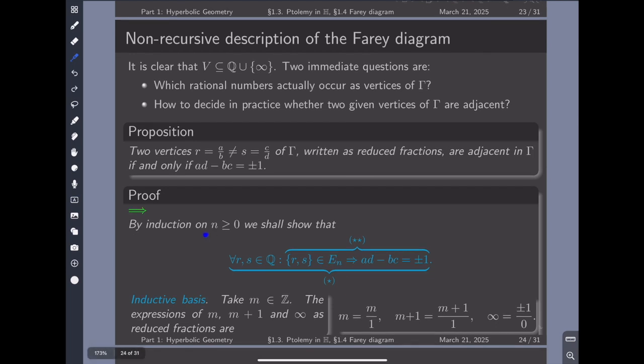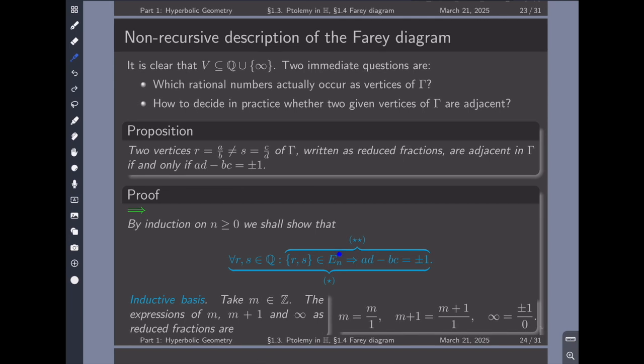So we're going to show by induction on n, so it's like by induction on the level of depth in the Farey diagram, that for any two rational numbers, it so happens that they are connected there if and only if this happens. So there, I think I'm already making some assertion.